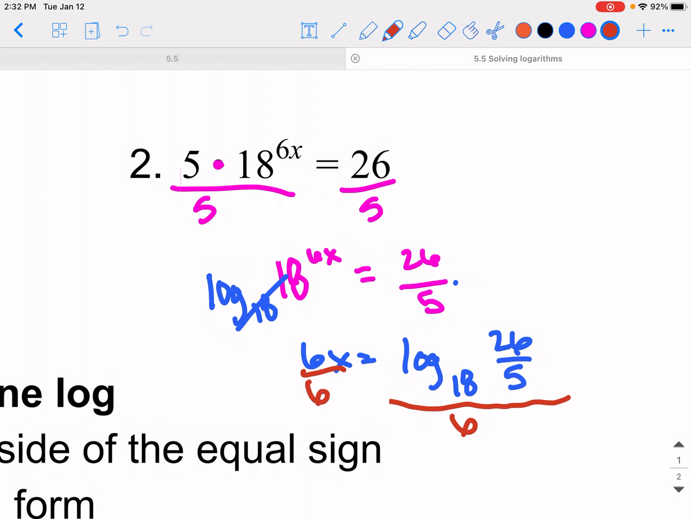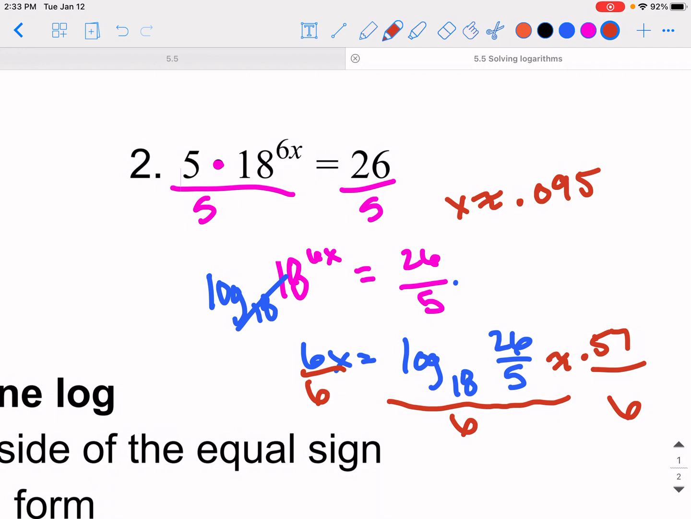So I'm going to take log base 18 using my math option A. Option A, and then our base is 18, and we have 26 divided by 5, enter. That decimal is about 0.57. And we want to divide that by 6 to get x alone. So then we'll just hit divide by 6. So x is approximately 0.095.